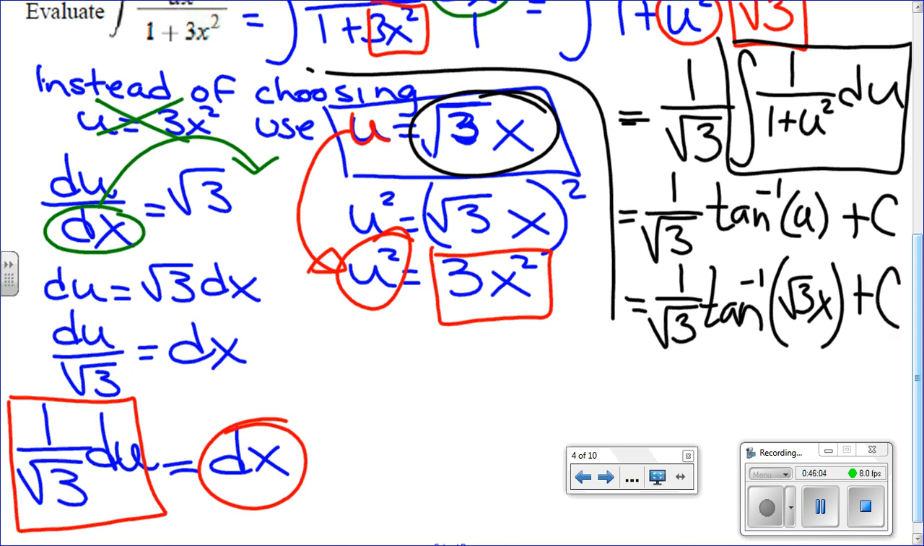That was a tough problem, I'm not gonna lie. Okay, so we'll leave it here for today. This was section 5.3 part 1.